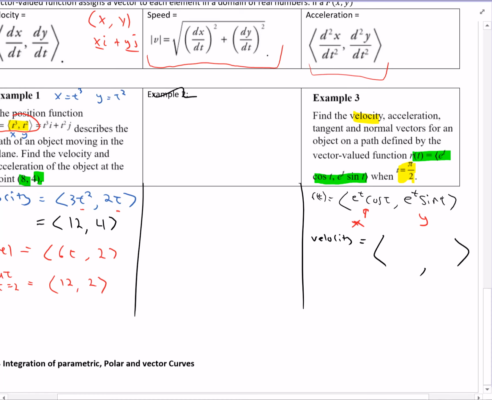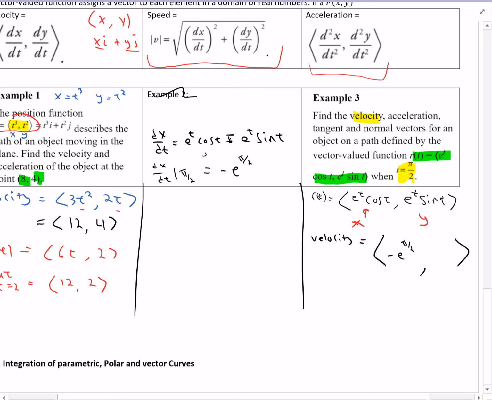So dx dt, the derivative of the x component, is going to be e to the t cosine t plus the derivative of cosine t, which is negative e to the t sine t. And then evaluated at pi over 2, cosine of pi over 2 is 0, so this piece becomes 0. Sine of pi over 2 is 1, so this is just negative e to the pi over 2.